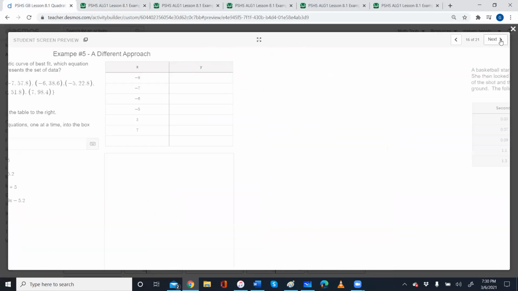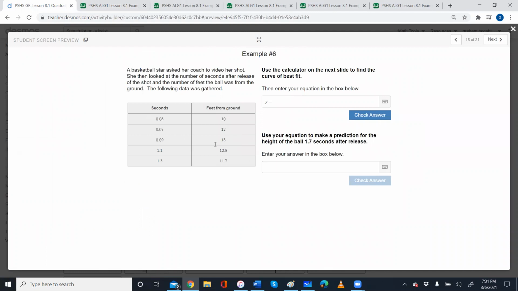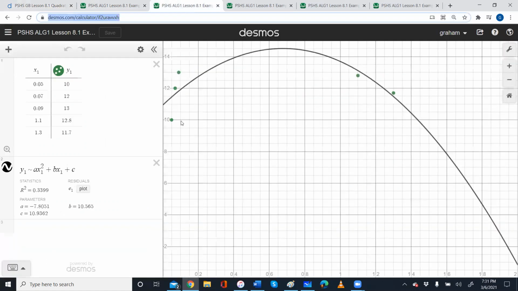So let's move on to our next question. So we got our table here. Use the calculator to find the curve of best fit again. So this is a basketball star asked to coach the video her shot. So if you imagine a basketball flying through the air as you're shooting, it's going to go up, but then it's going to come back down again as it heads towards the basket. And you can see from my points here, kind of steep a little bit here, and it comes downwards. So my curve, not perfect for this part, but certainly it's getting fairly close to all these values.